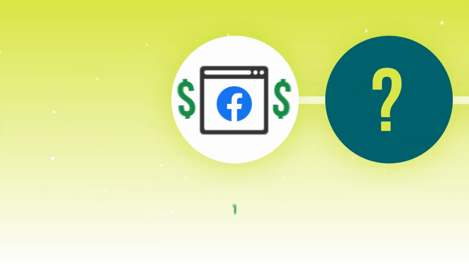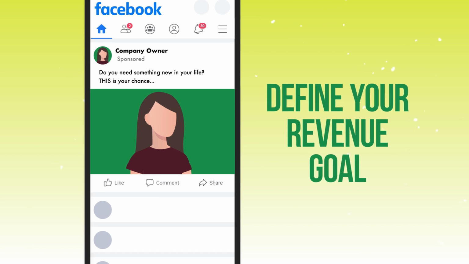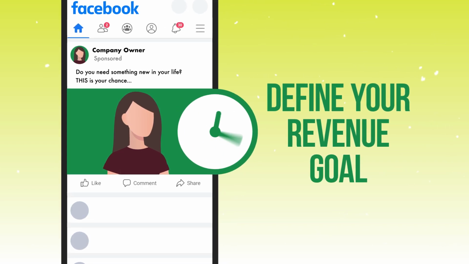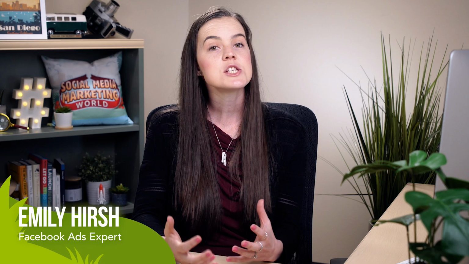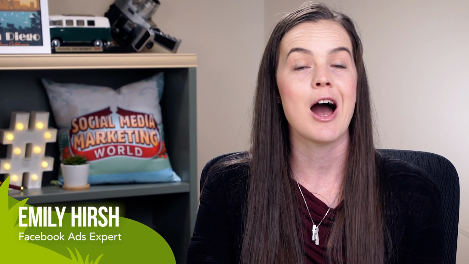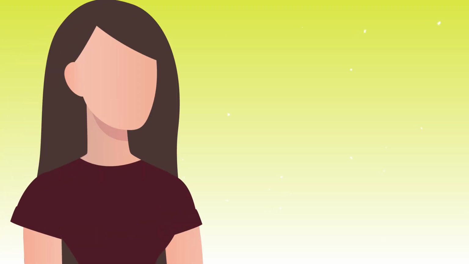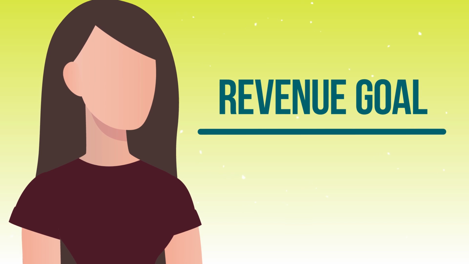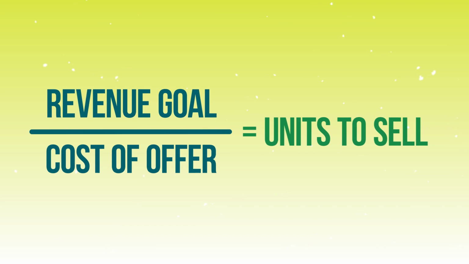The first step in determining your ad budget is to define how much revenue you want to generate with your Facebook ads in the next 30 days. And then we will work backwards from there to achieve that revenue goal. Once you have that sales goal, you need to figure out how many sales in actual units you need to sell. So that means that total revenue goal divided by the average cost of your offer. And that will tell you how many units you want to sell.